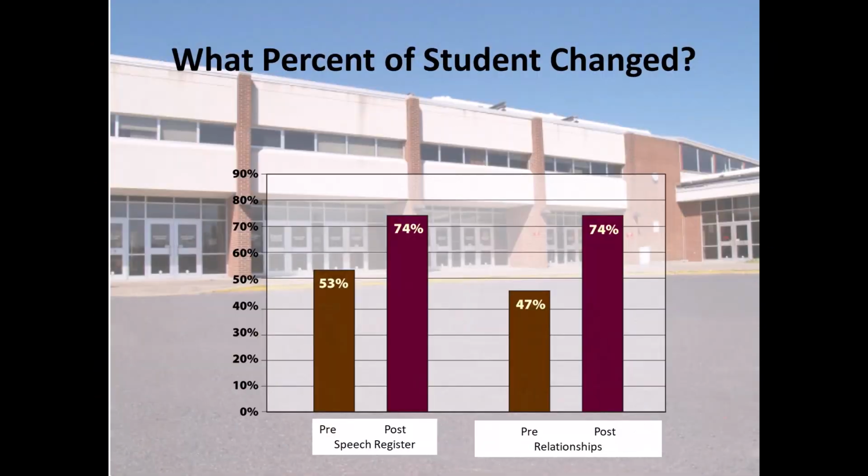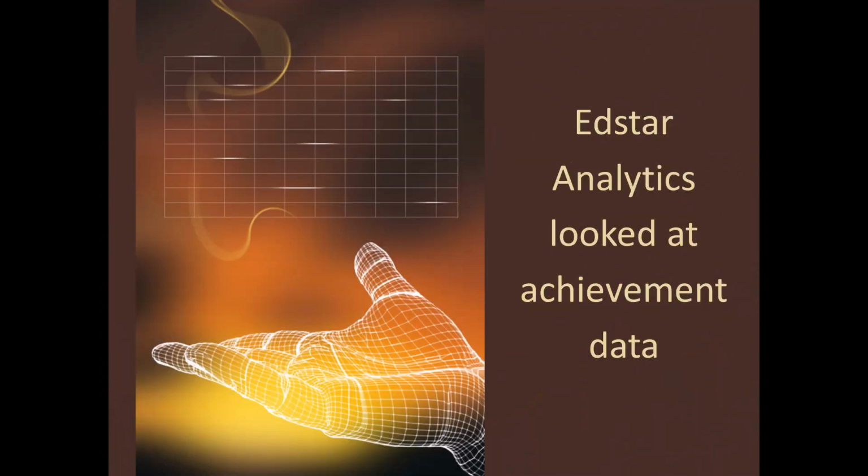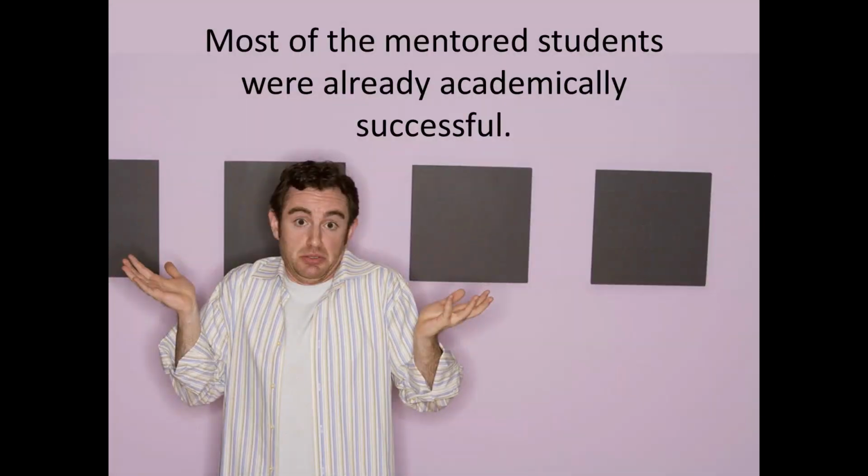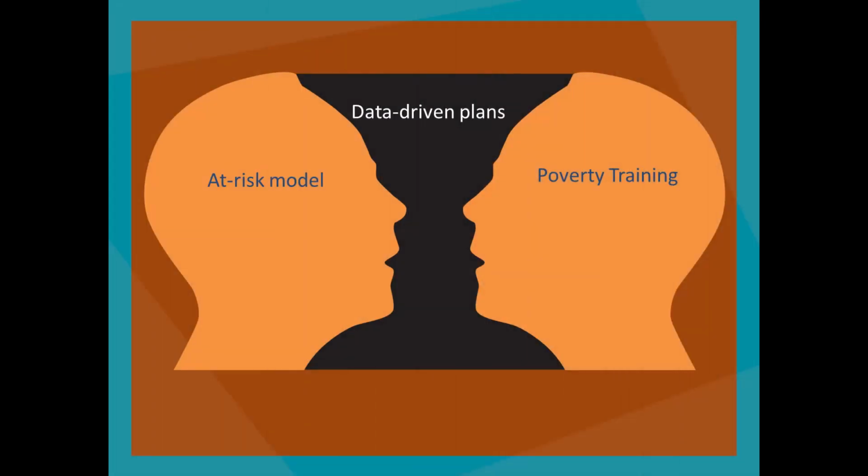Then they took surveys, but they didn't know what to do with the data. So we pulled the data on the students they were mentoring, and what we found was that the majority of those students were already academically successful. Although the school was about 20% minority, about 75% of the students being mentored were minority students. A significant shift in thinking was required. The staff needed to unlearn many of the beliefs about student success and poverty.